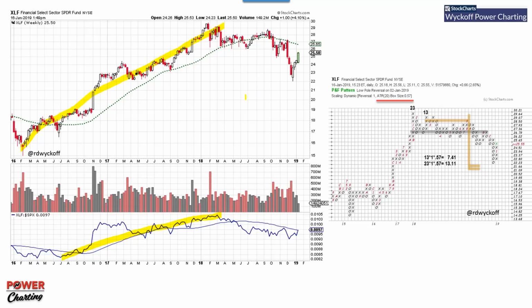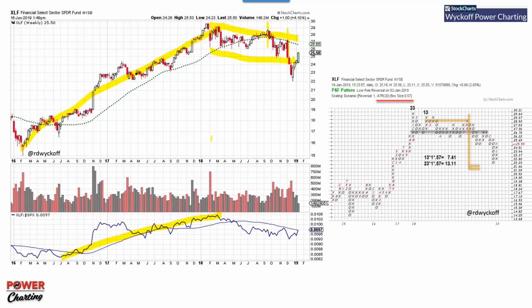Now, what happens in 2018 is that we have what appears to be distribution, lower highs. A high in January, lower high right here, lower high here, and signs of weakness on the way down. So this is a very weak looking chart.